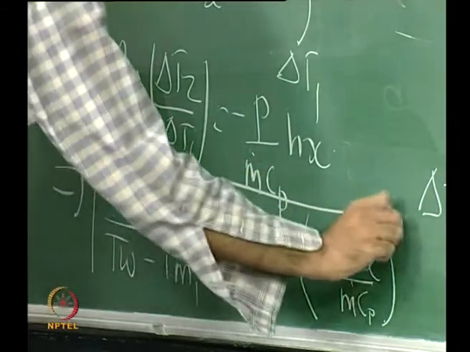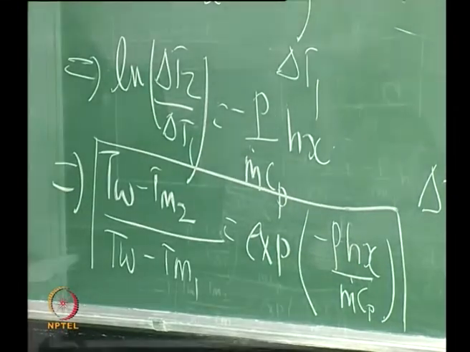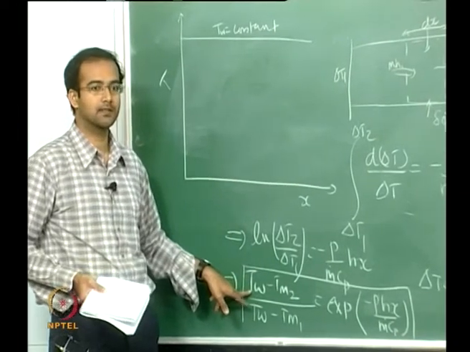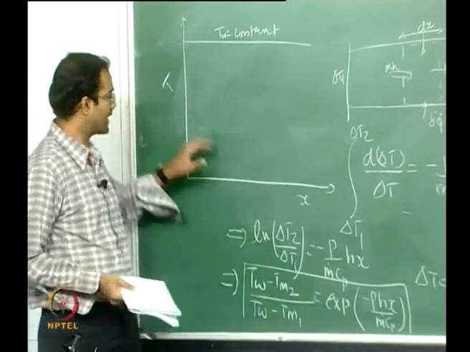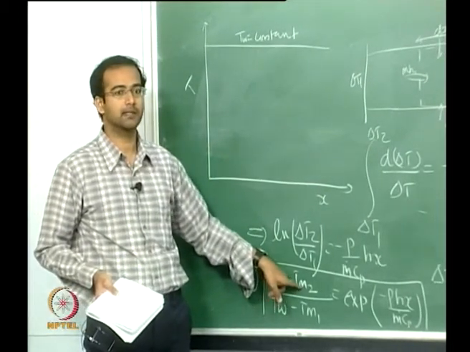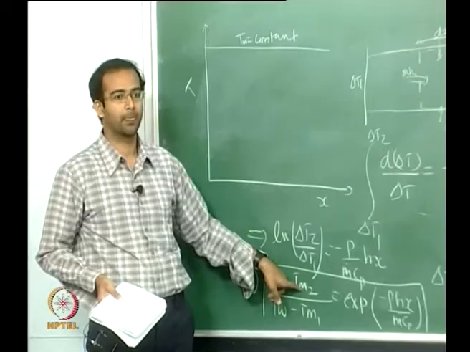So this is my expression which tells me how the mean temperature varies, because my wall temperature is constant. If you know the mean temperature at some inlet, from that you can calculate what is the mean temperature at some location x using this expression.